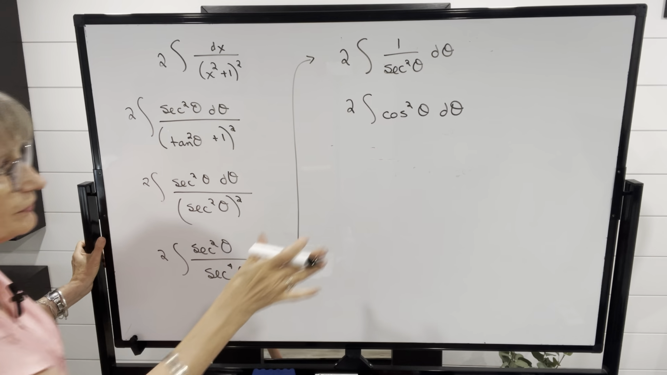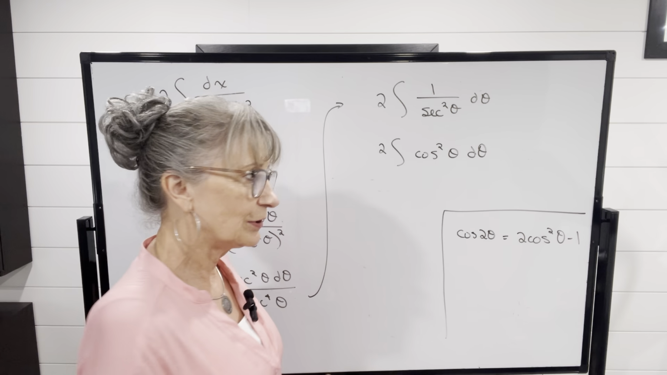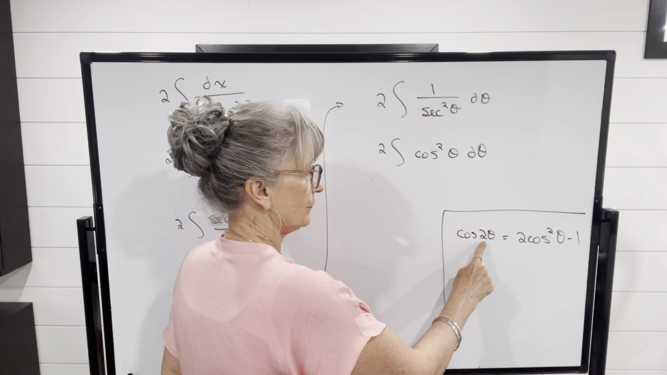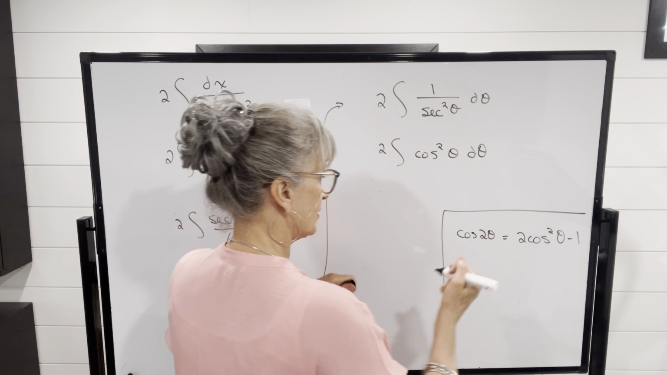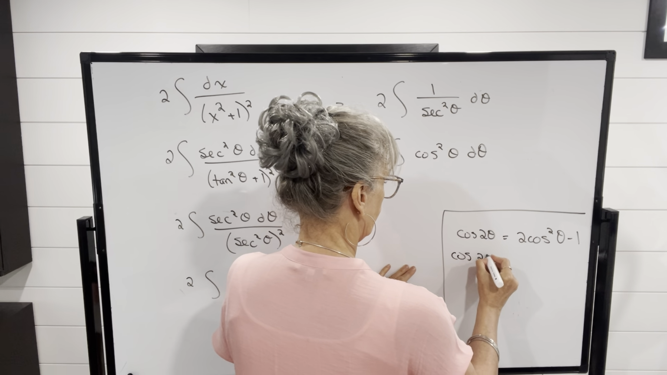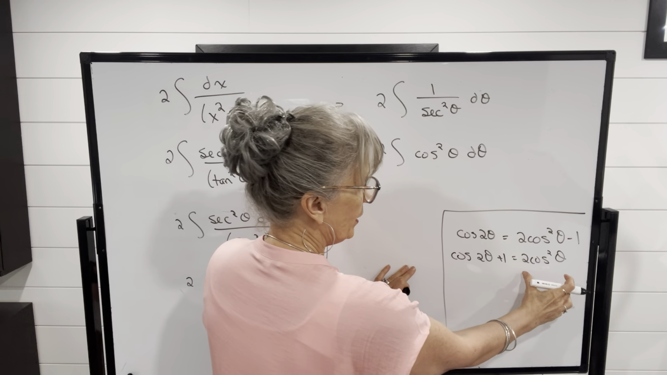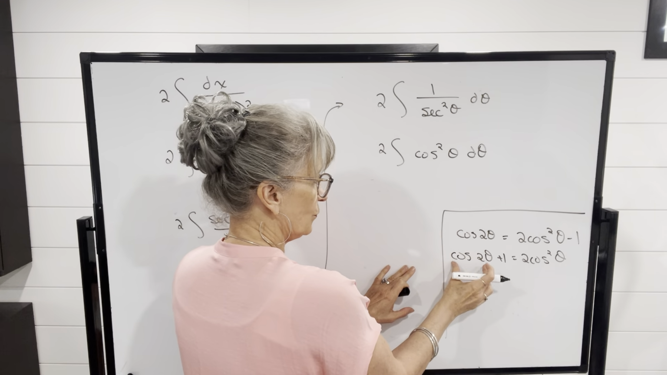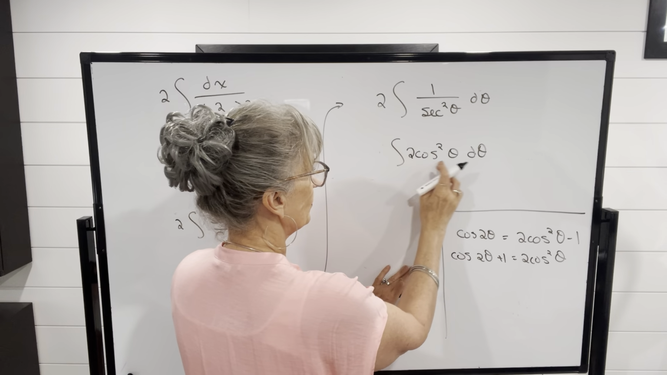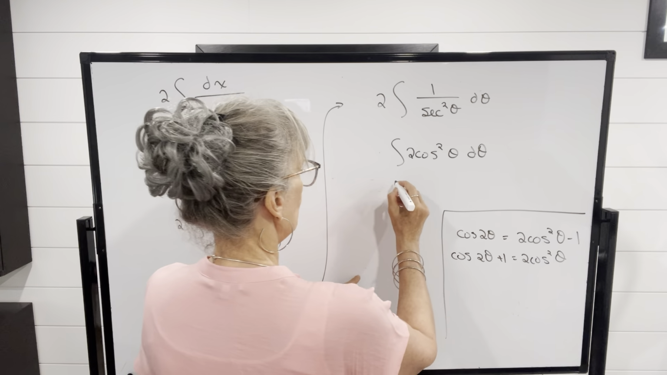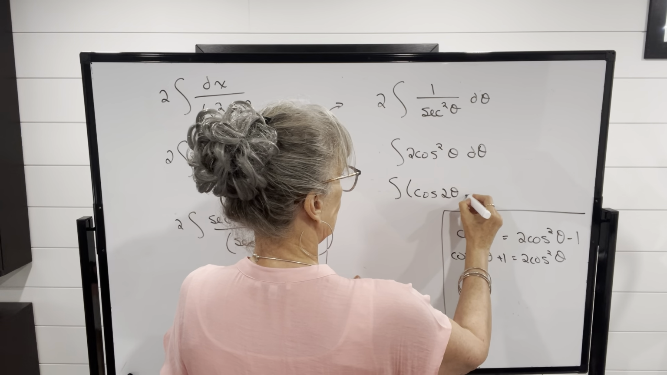We could look at a table to integrate that, or what I'm going to do is I'm going to use my double angle identity to replace that. One of the double angle trig identities says that the cos of 2 theta is equal to 2 times cos squared theta minus 1. If we add a 1 to both sides, we know that 2 cos squared theta will equal cos 2 theta plus 1. Let's move that 2 inside, and let's replace this with this expression. So this will be equal to the integral of cos of 2 theta plus 1.